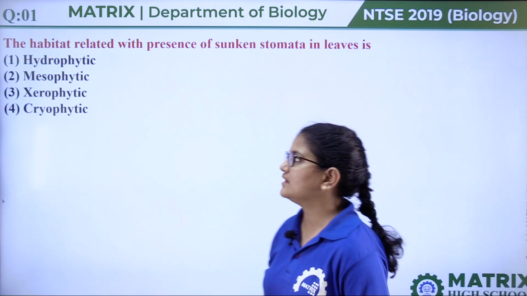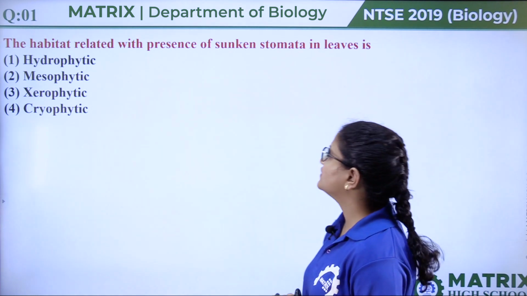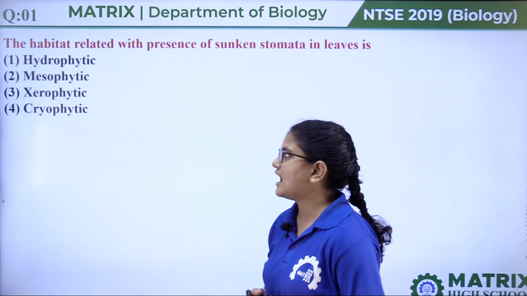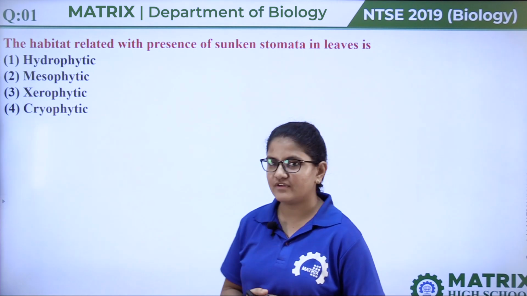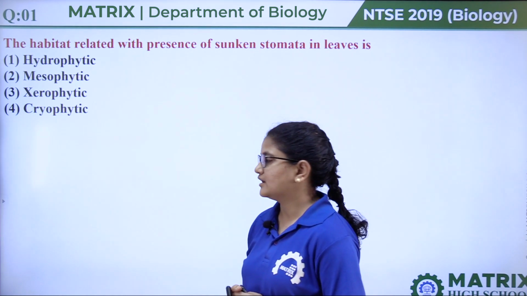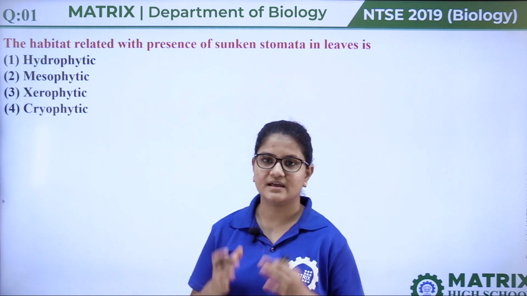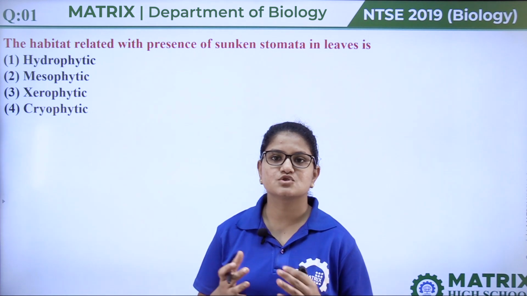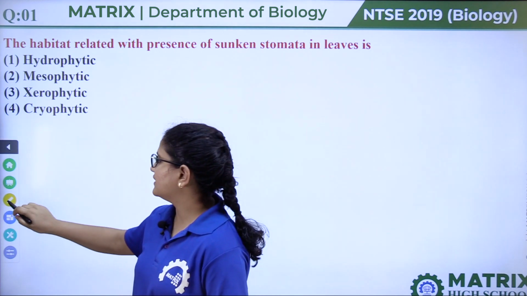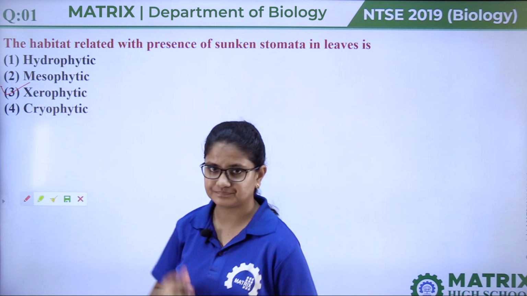So let's begin with the first question: the habitat related with the presence of sunken stomata in leaves is option A hydrophytic, option B mesophytic, option C xerophytic and option D cryophytic. So what are sunken stomata? Sunken stomata are the hidden stomata. Hidden stomata are present in xerophytic plants. So its answer will be option 3.